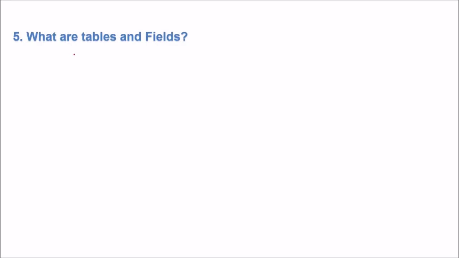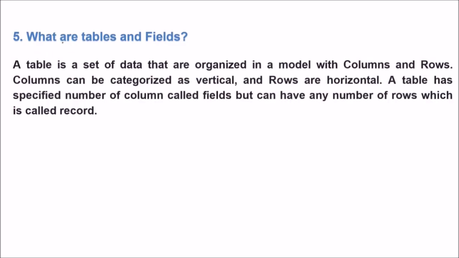What are tables and fields now? What are tables and fields? When you're talking about this RDBMS, the data is organized in the form of tables. So a table has what? A table has rows and a table has columns. We have rows, you have columns. So the table is a set of data that is organized in a model with columns and rows. These columns can be categorized as vertical and rows are horizontal.